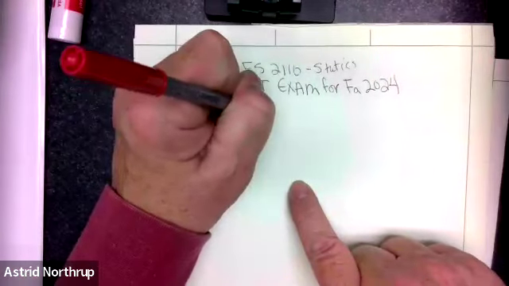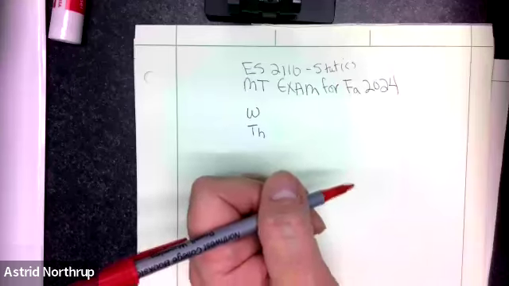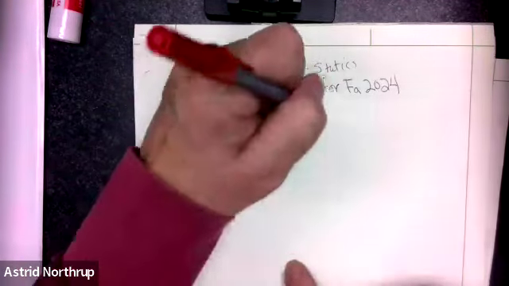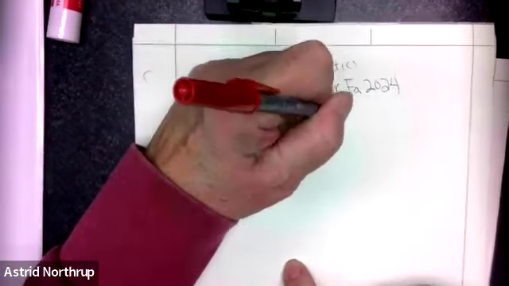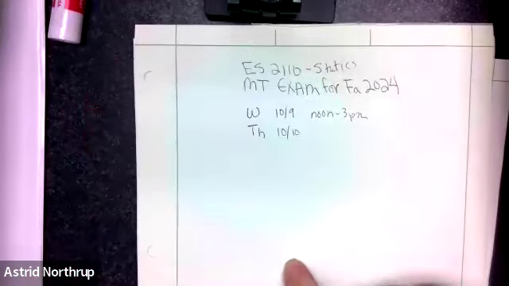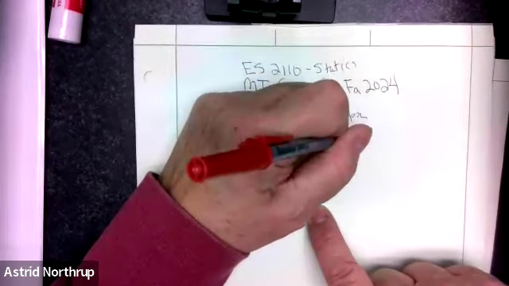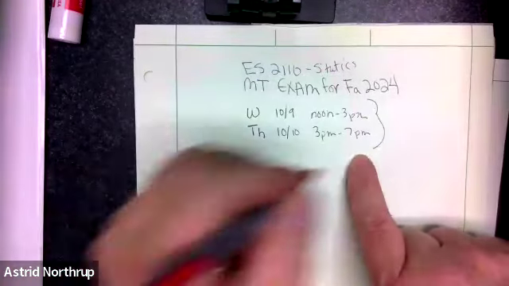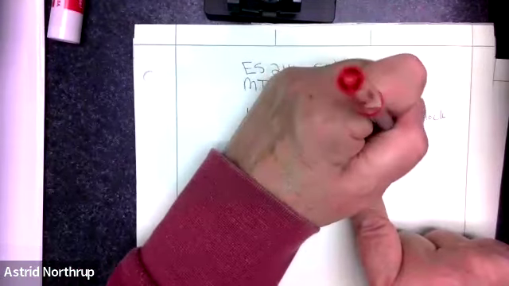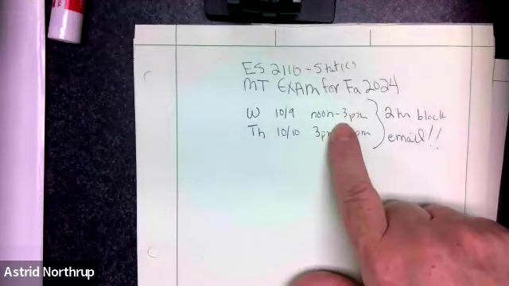There are two big time spots where you can take your exam. You could take it on Wednesday, which would be 10/9, anytime between noon and 3 p.m., or on Thursday, the 10th, anytime between 3 and 7 p.m. You choose a 2-hour block within this. If you have not done so yet, email me to let me know when you want to do it.